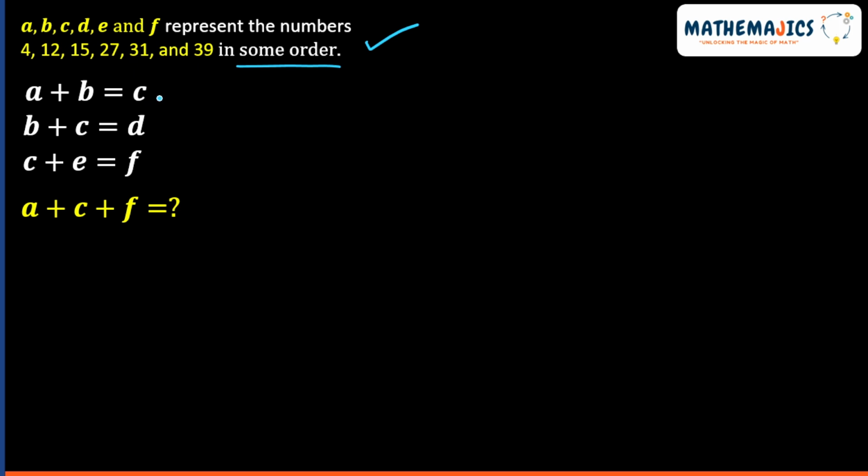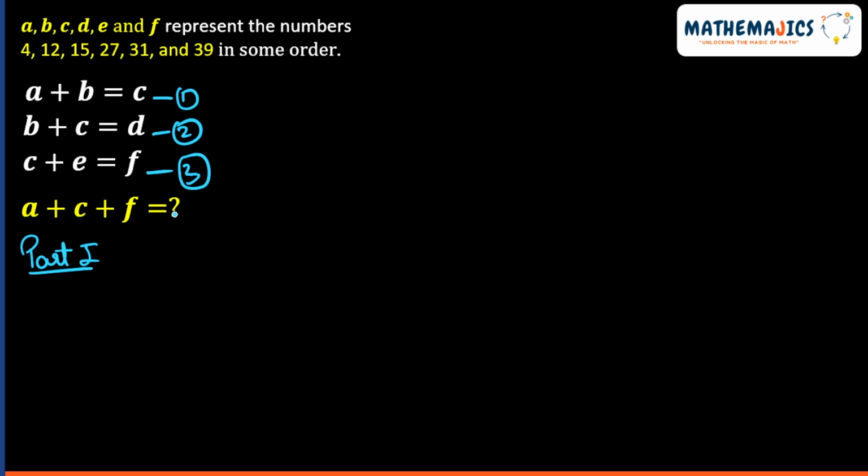Apart from this, we are given 3 equations formed by these 6 variables, and we need to find the sum of these 3 variables A, C and F. We will be solving this question in 4 parts. So let's see what is part 1. In part 1, first of all, we will name these 3 equations, equation 1, equation 2 and equation 3.